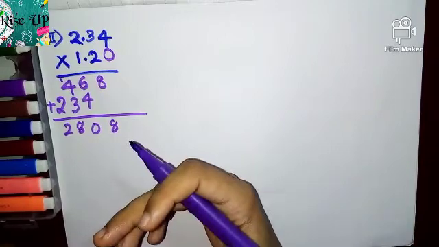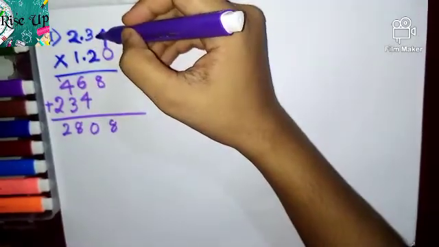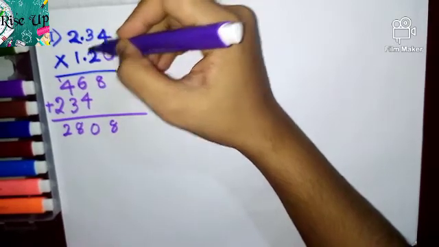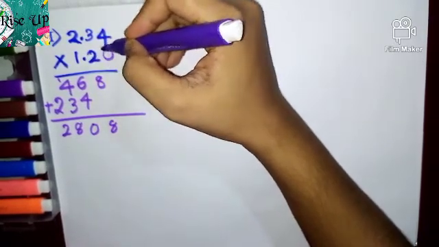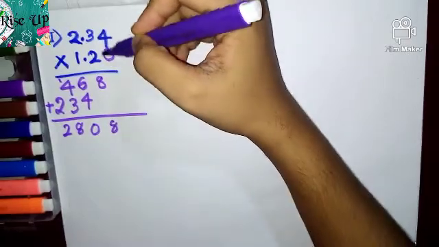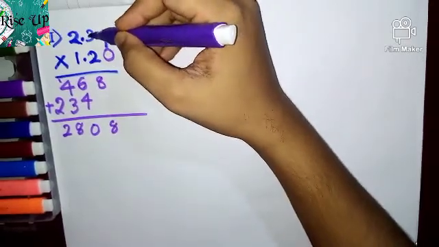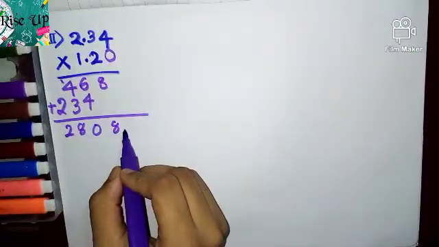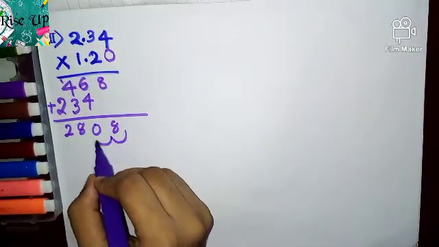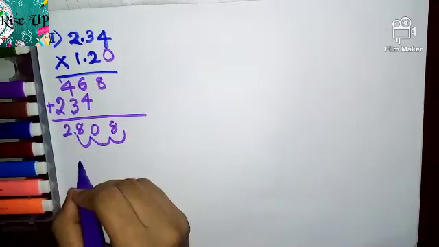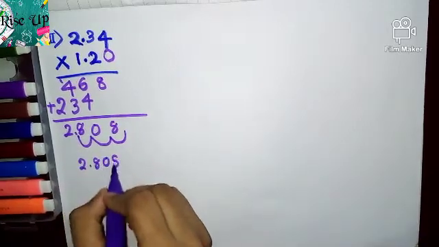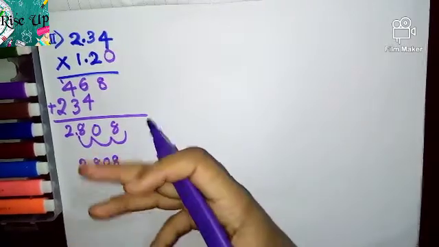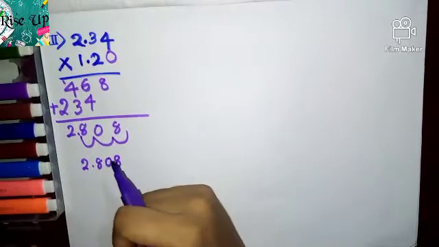How to place the decimal point? That is according to the number of decimal numbers after the point. After this decimal point there are 2 numbers. After this decimal point there is 1 number. We don't consider 0 as a number because it has no value. So altogether how many decimal numbers? 1, 2, 3. 3 decimal numbers after the decimal point. So we count from here 3. 1, 2, 3. The decimal point should come here. What is the answer? 2.808. This was the answer that you got in the first method as well, and in the second method you get the same answer. So any method you can apply for multiplication.